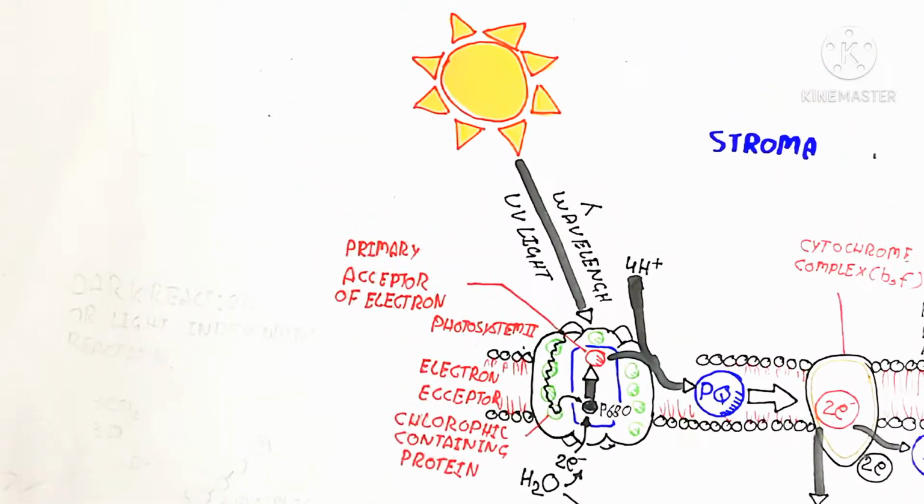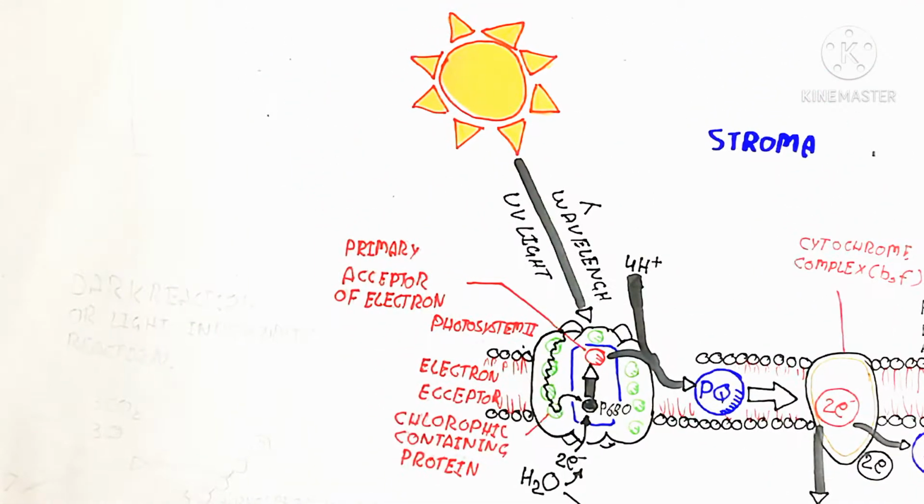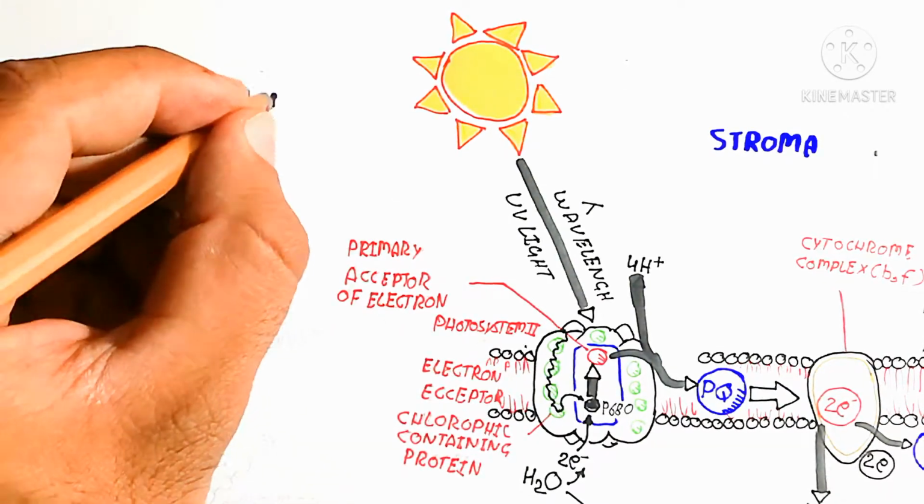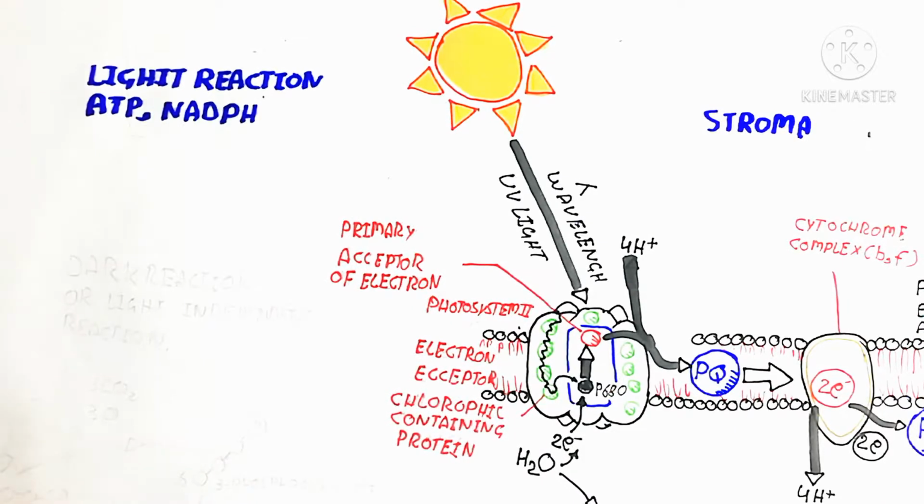Okay, next I hope you make sense about these things. We are understanding the proton calculation. So here I want to describe the light reaction, ATP and NADPH.